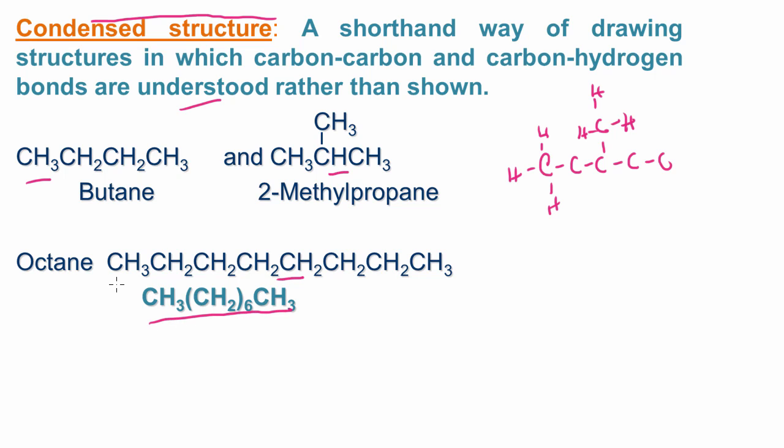So for example, we start at the left. It's just like reading a book. We start at the left. So here's our CH3. And then we have 1, 2, 3, 4, 5, 6 CH2s, or methylene groups as we call them. So what we do is we put the CH2 in parentheses with a subscript of 6, and then finally the CH3.